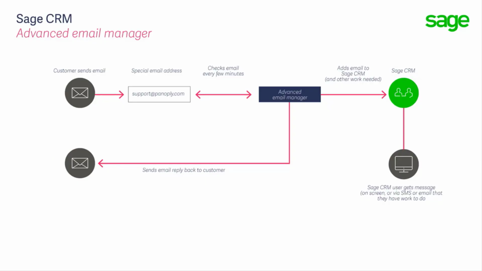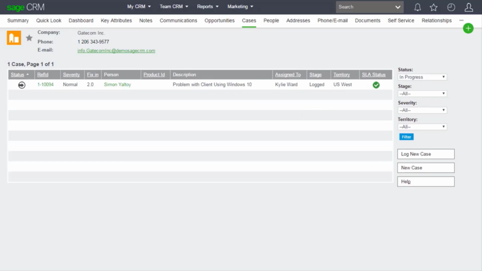The email can be sent to the standard support email account. This is another type of use of the Advanced Mail Manager. Although it's not formally part of our workflow, it plays a part in shaping the experience of the customer, because you can see a case has been logged automatically by the mail manager into Sage CRM.